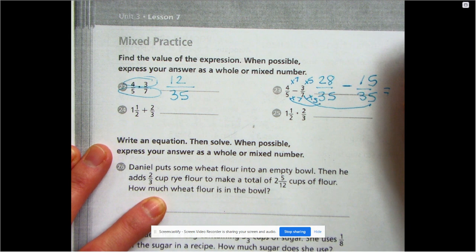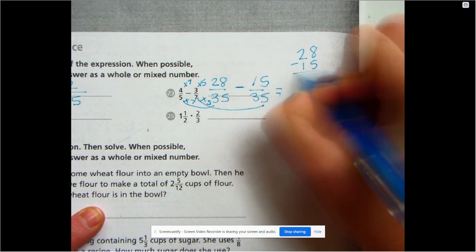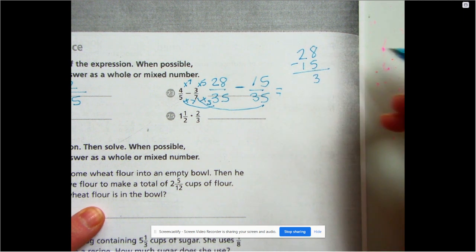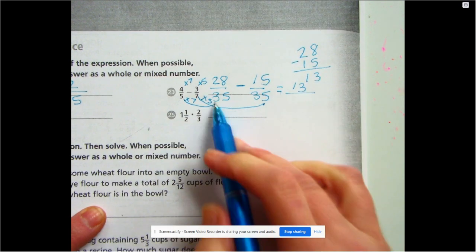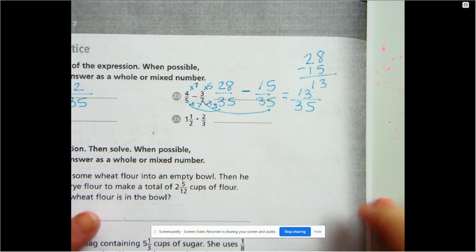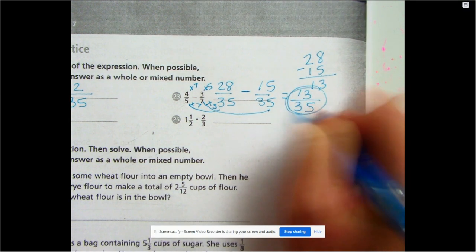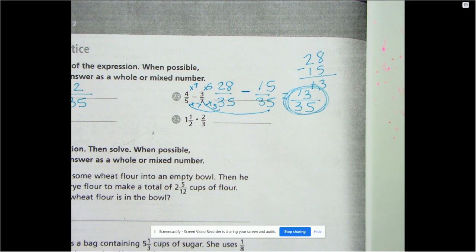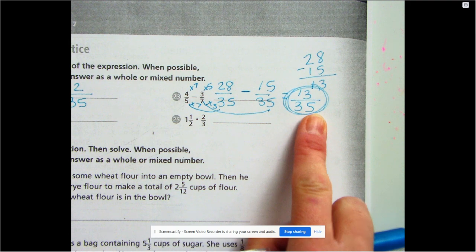Maybe you're using the side of your paper to subtract. 8 take away 5 is 3. 2 take away 1 is 1. So my numerator is 13. And those denominators, you got it, stay the same. I'm asking myself again, is there a number that 13 and 35 share? Is this already simplified? And it is simplified. So there is my final answer. This was subtraction and I got 13 35ths.